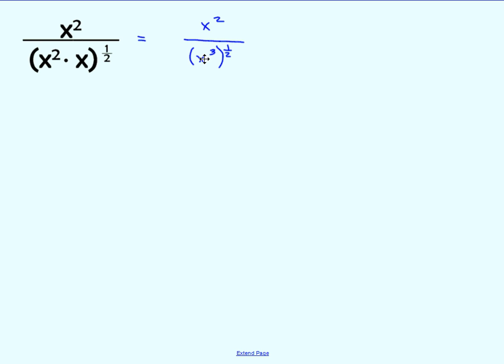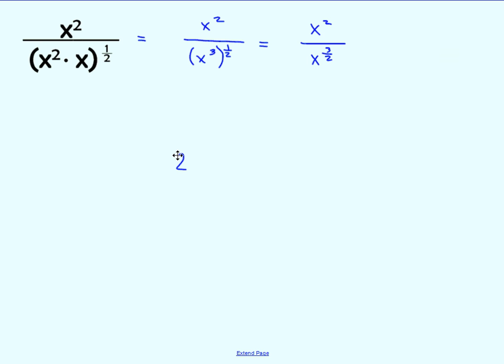So now I have a power raised to a power, so I multiply the exponents. So on top I still have x squared. On the bottom, 3 times 1/2. This is the same as 3 over 1, so that would just be 3 over 2. So this would be x to the 3/2. You need to make sure that you don't have x, or any variable, written in more than one location, or else you can keep simplifying. So now I have a power divided by a power, and they have the same base. So here's where I would subtract my exponents.